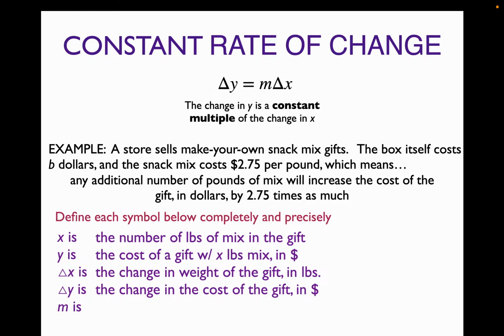But in terms of the relationship at the top there, it says if I have a change in the weight of snack mix, multiply it by 2.75, and I get the change in the price of my gift that involves snack mix. So, I think I froze this. There we go. So it's that constant rate of change is M, but in this case we have a value for it. We don't have to just call it some unknown. It's not changing. 2.75 is the numerical part, and the units are dollars per pound.